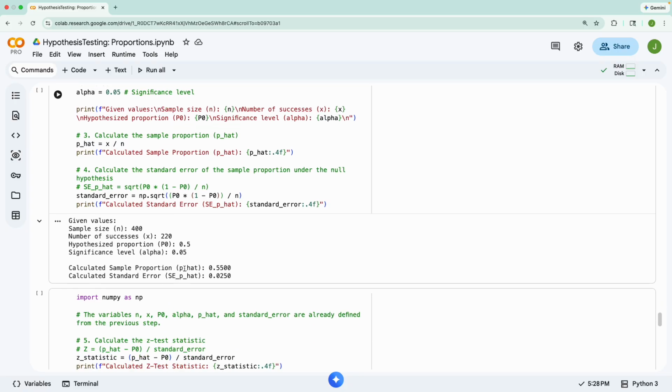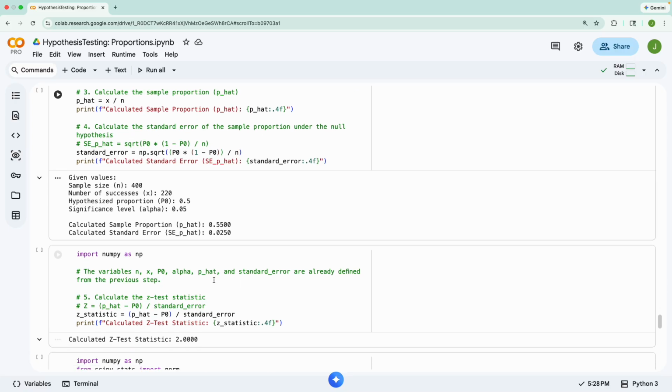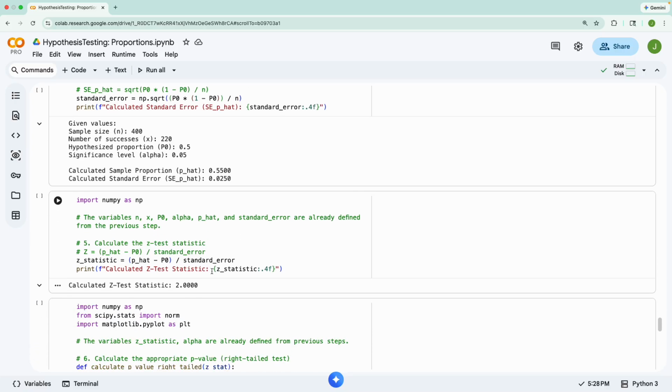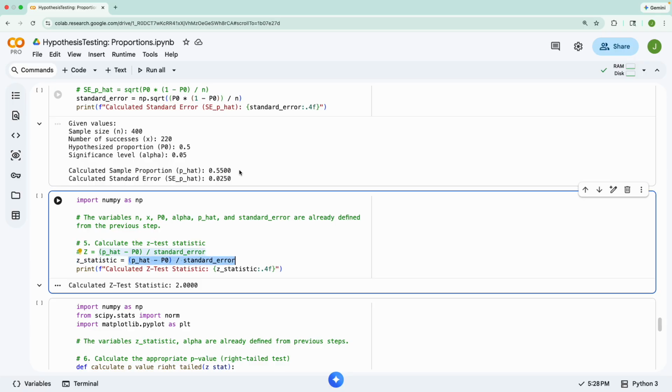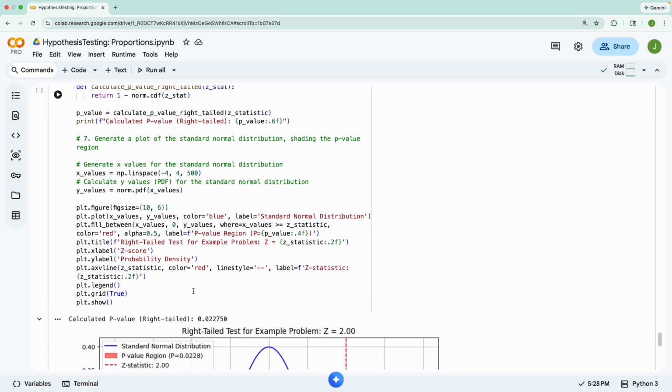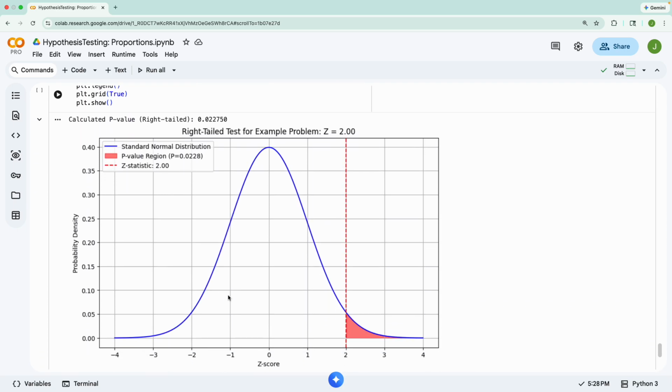The sample proportion p hat is 0.55. Our standard error is 0.025. From that, we calculate our z statistic. We just standardize with the information above. We get a statistic of 2. And now, remember, we have a right-tailed test.